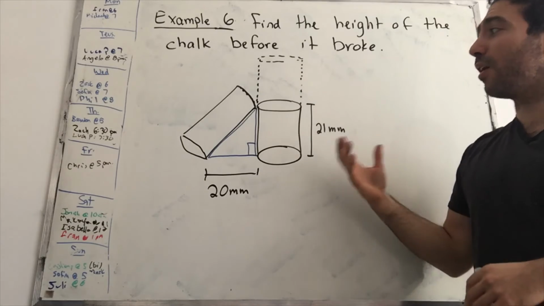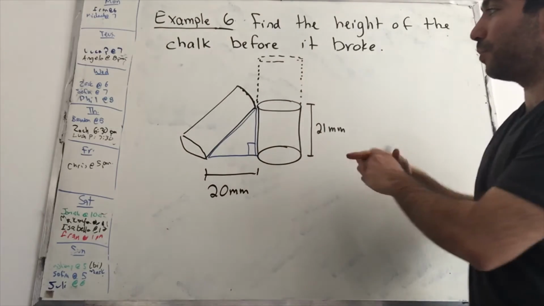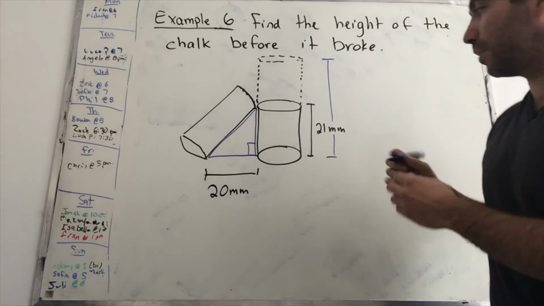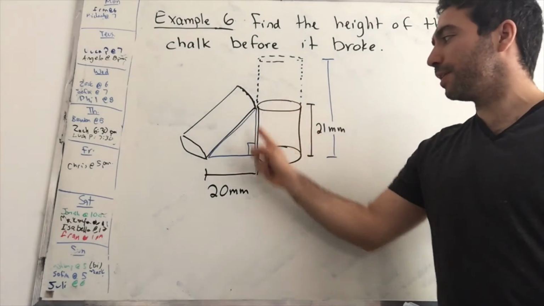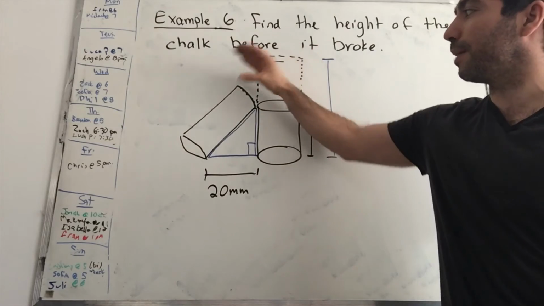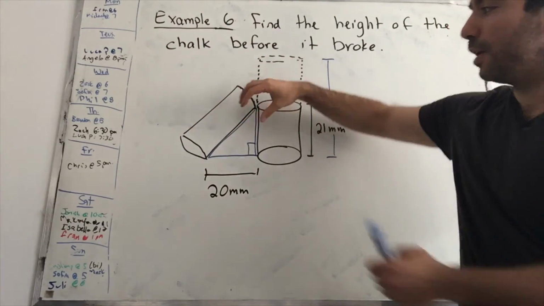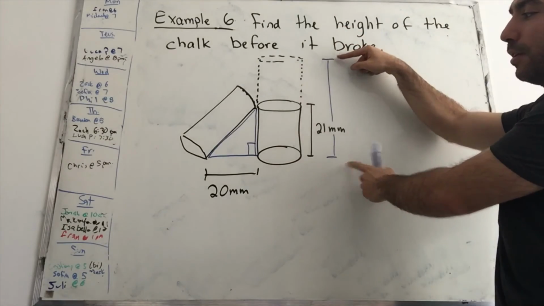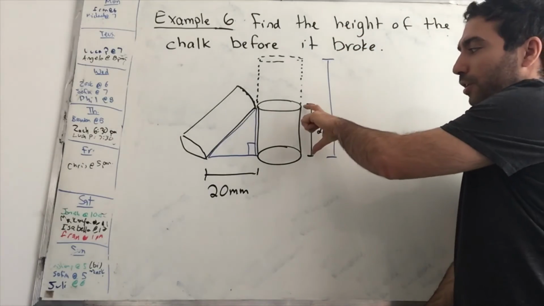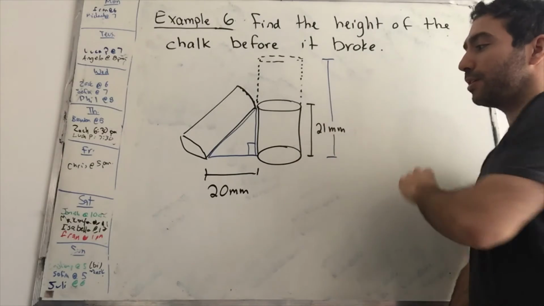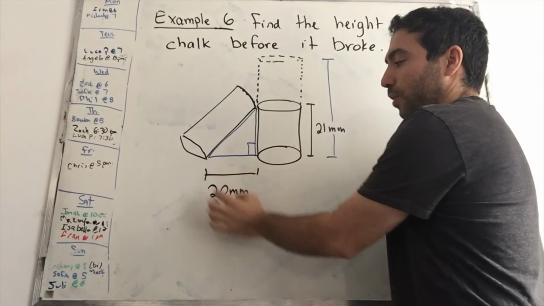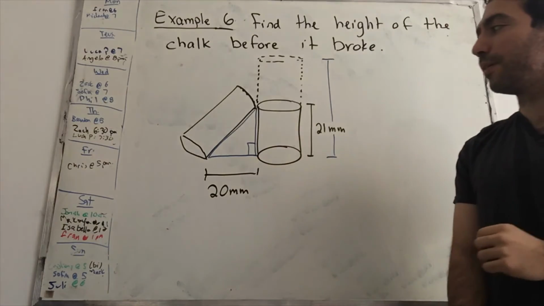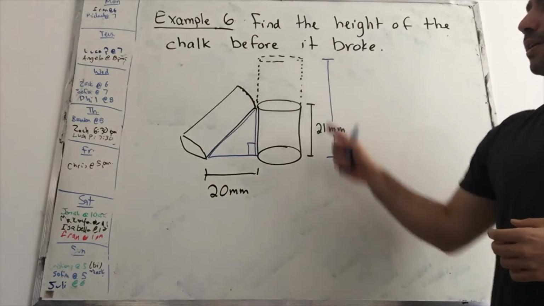Your goal is to find how tall the chalk was before it broke. We're looking for this. This is the piece of the chalk that should have been there, that tipped over and fell. That's where it is now. But if we take this piece and put it back on top, how tall is the chalk going to be? Well, we know the bottom of the chalk is 21 millimeters, and the top of it fell 20 millimeters away from the base.